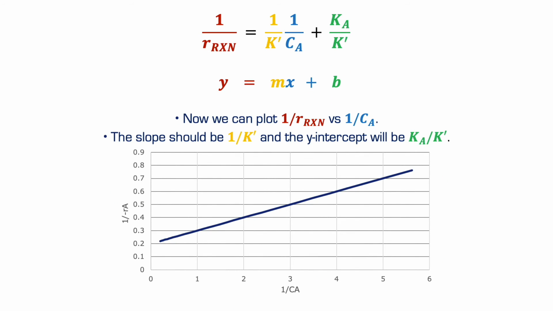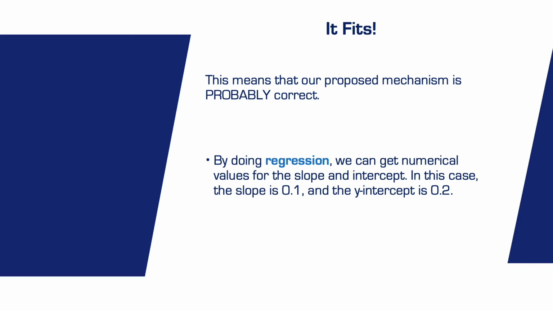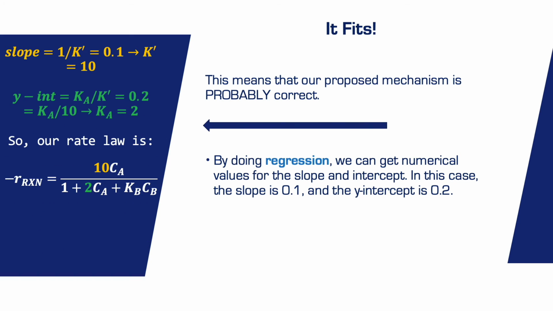Now we can plot 1 over the rate of reaction versus 1 over the concentration of A. The slope should be 1 over K prime, and the y-intercept will be Ka over K prime. It fits. This means that our proposed mechanism is probably correct. By doing regression, we can get numerical values for the slope and intercept. In this case, the slope is 0.1 and the y-intercept is 0.2.